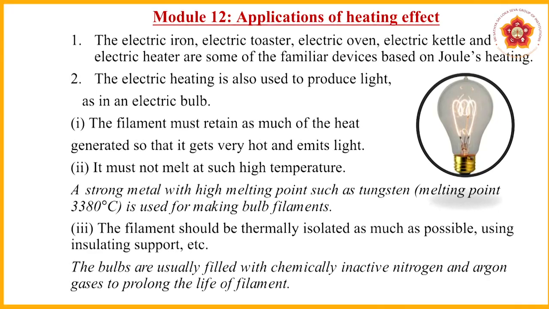So all the electrical energy should be converted to heat energy, and the heat energy should not be dissipated away, the metal should not be melting, and all the heat should be converted to light energy. So the bulbs are usually filled with chemically inactive nitrogen and argon gases so that they prolong the life of the filament, which means what? They do not allow the heat to be dissipated away. So this is one application: electrical energy to heat and eventually heat to light energy.